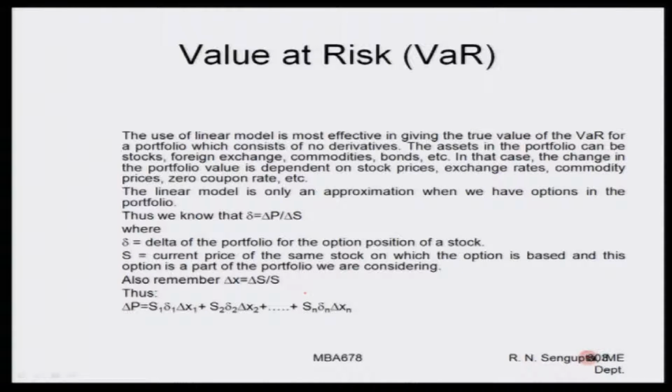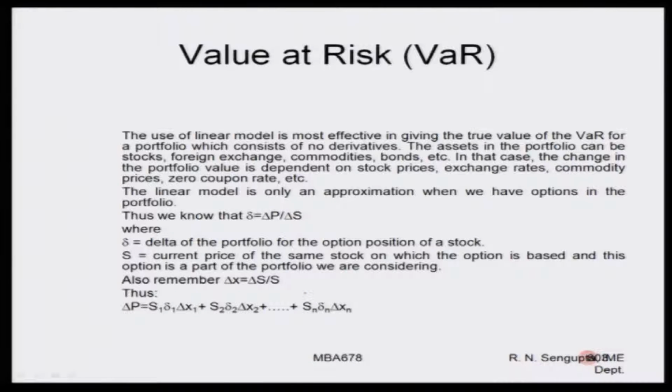The assets in the portfolio can be stocks, foreign exchange, commodities, bonds, etc. In that case, the change in the portfolio value is dependent on the stock price or the exchange rate or the commodity price, whatever the underlying variables are. The linear model is only an approximation where we have options, and when we have options, then obviously it becomes a non-linear function.